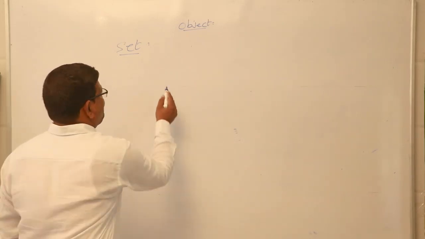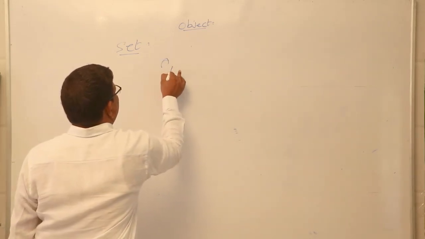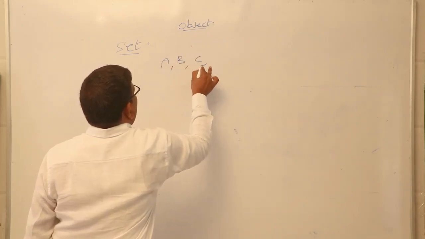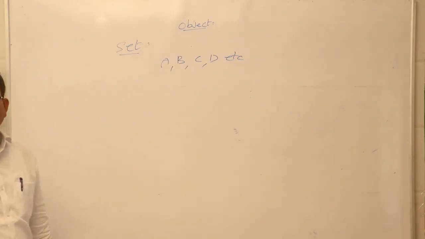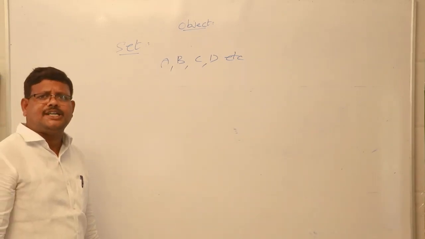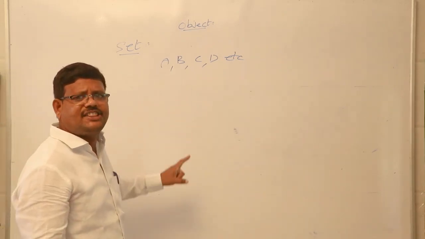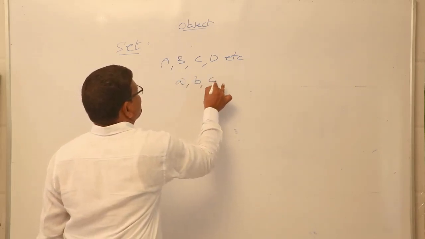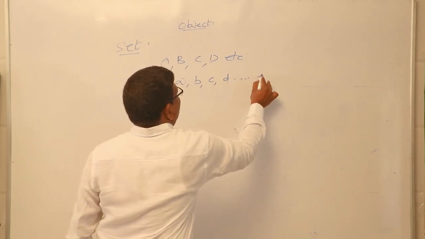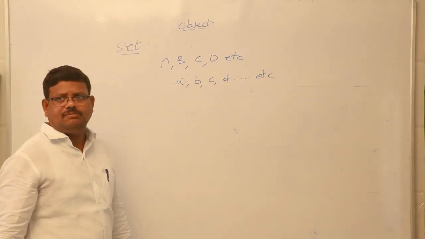Generally, the sets are represented with capital letters: capital A, capital B, capital C, capital D, etc. The elements or the objects are denoted with small letters, lowercase letters: small a, small b, small d, etc.